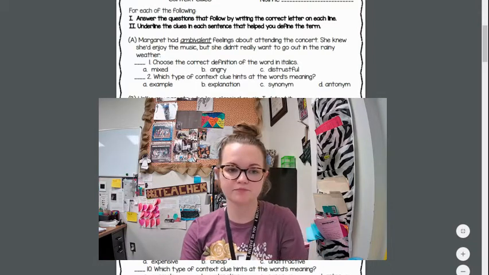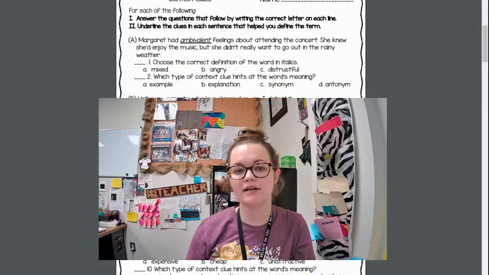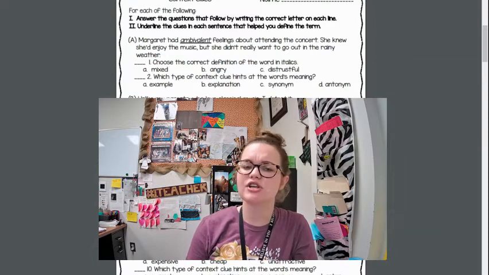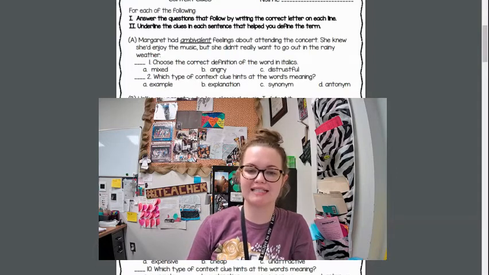So let's get started. Okay, this is A. We're going to start with A. It says, Margaret had ambivalent feelings about attending the concert. She knew she'd enjoy the music, but she didn't really want to go out in the rainy weather. Choose the correct definition of the word in italics.